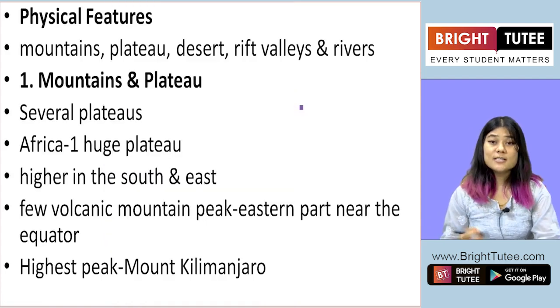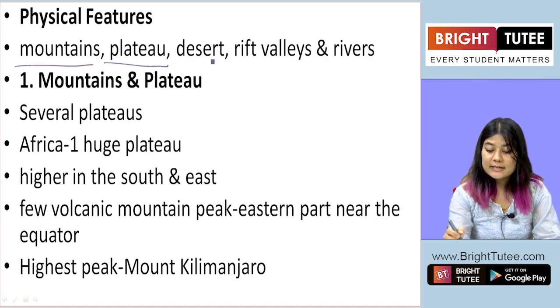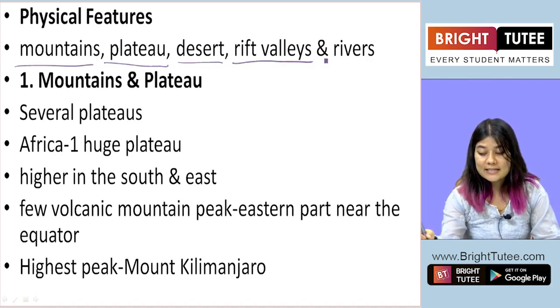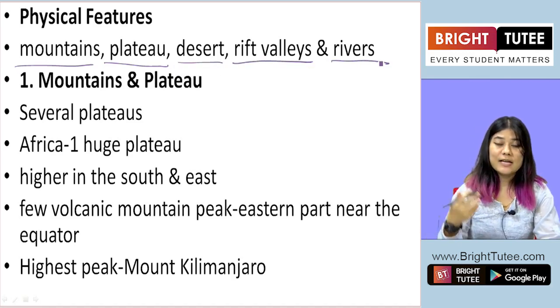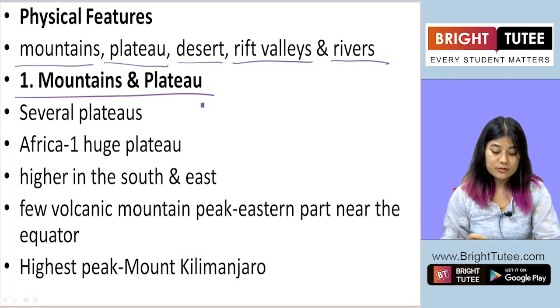Alright, now let us look at physical features of Africa. So Africa has mountains, plateaus, desert, rift valleys and rivers. Now let's look at them one by one. Okay, so first we'll look at the mountains and the plateaus.